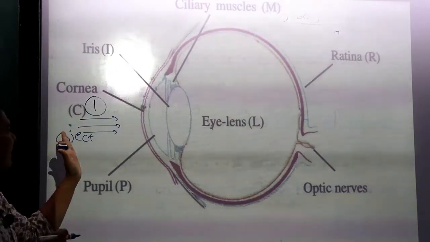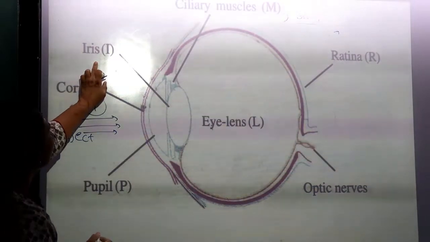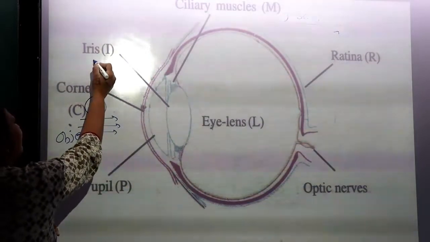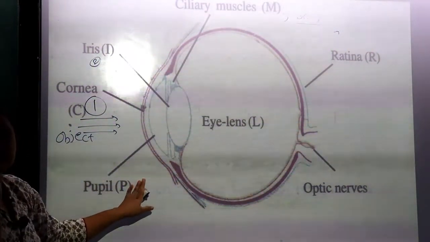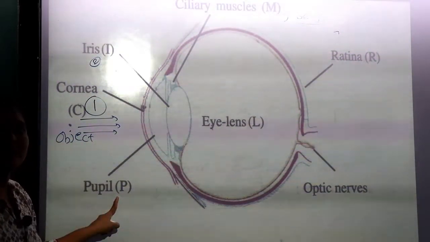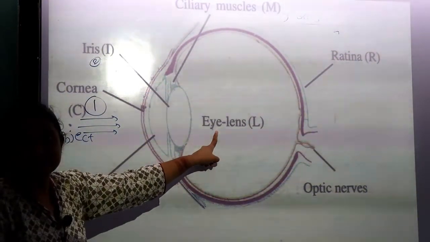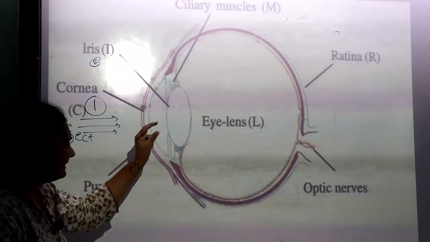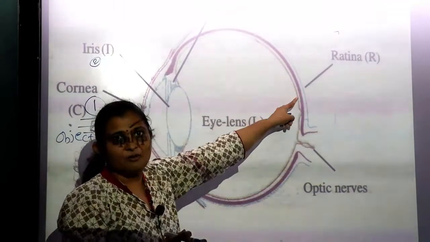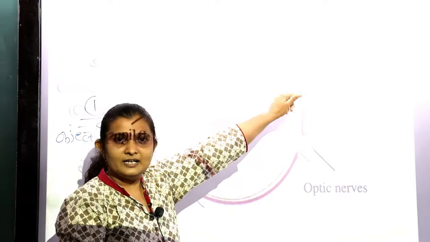After the cornea, behind the cornea, there is the iris. In the center of the iris, there is a small hole, that is called the pupil. Behind the pupil, one transparent convex lens, that is called the eye lens. After the eye lens, this one is called the retina. On this retina the image is formed. How is the image formed? Always a real and inverted image is formed on the retina.